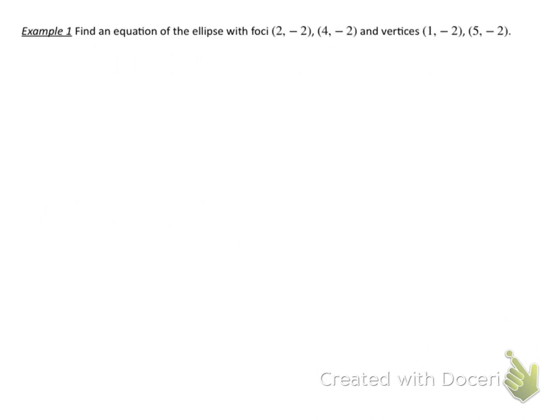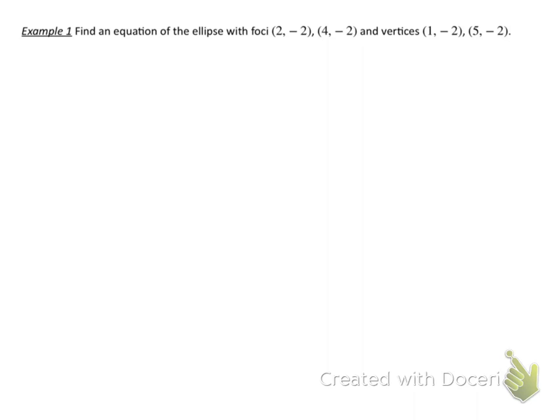First example, we are looking for the equation of the ellipse with foci (2, -2) and (4, -2), and the vertices (1, -2) and (5, -2). Yes, sketching a graph might be helpful if you want to, but I'm trying to show you how you do it without really sketching the graph.